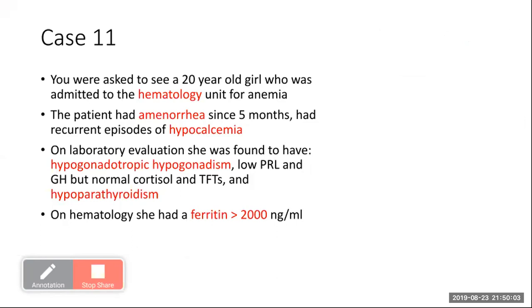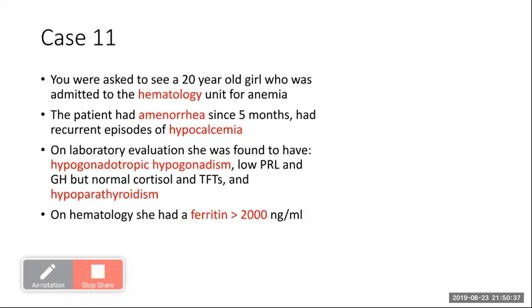In this case, you were asked to see a 20-year-old girl who was admitted to the hematology unit for anemia. The patient had amenorrhea for 5 months and recurrent episodes of hypocalcemia. On laboratory evaluation, she was found to have hypogonadotropic hypogonadism, low prolactin and growth hormone, but normal cortisol and thyroid function, and hypoparathyroidism. On hematology, she had a ferritin of more than 2,000 nanogram per milliliter.